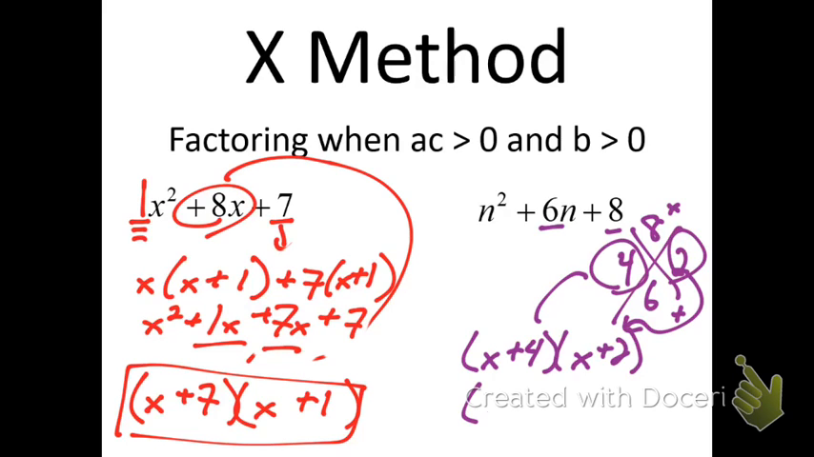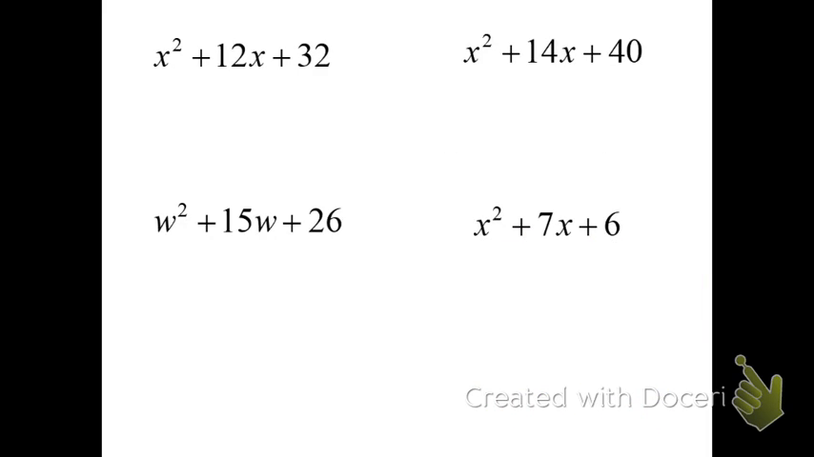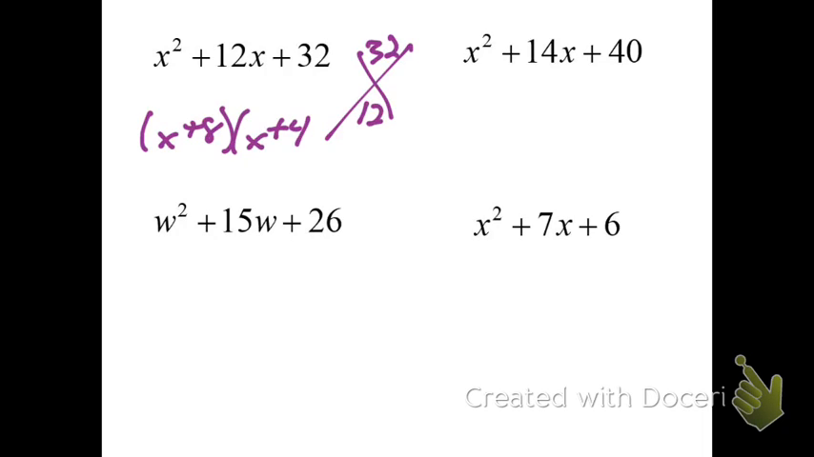Now, you could also write x plus 2, but if you do that first, then you have to write x plus 4. So it doesn't matter which number comes first. Signs do matter, though. And since all of those are plus, each of these are going to be plus as well. So, continuing with this, I need two numbers that multiply to 32 and add up to 12. That's going to be x plus 8 and x plus 4.